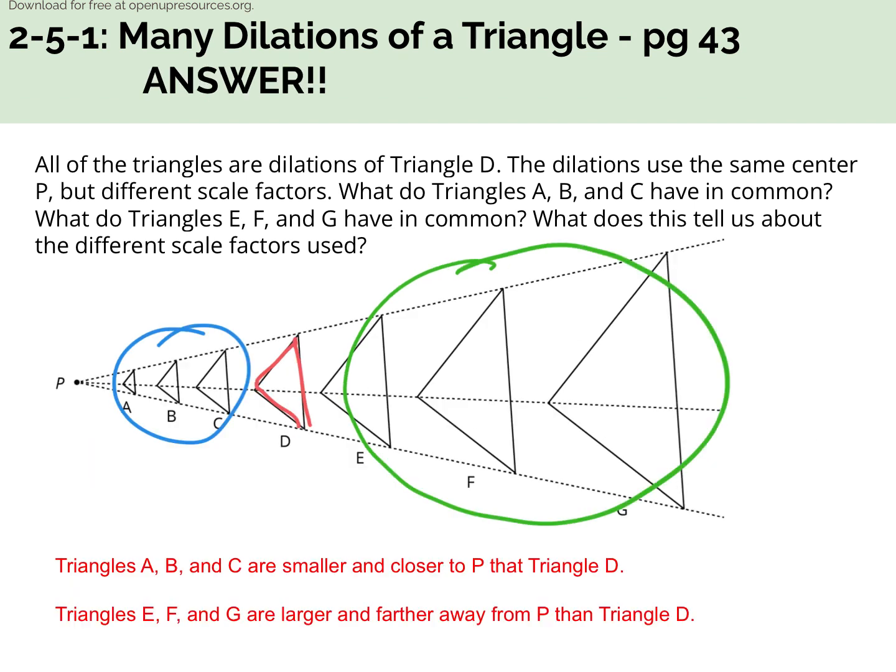All right, so this is the answer that I got. I looked at triangle ABC, so this is my answer right down here. Triangles ABC are similar and closer to P than triangle D. And then EFG are larger and farther away from P than triangle D. So these are smaller and these are larger. So here the scale factor is going to be smaller. Here the scale factor is going to be larger.